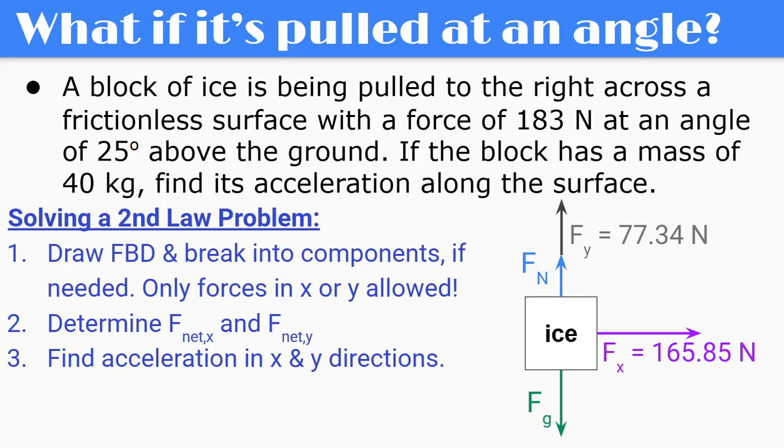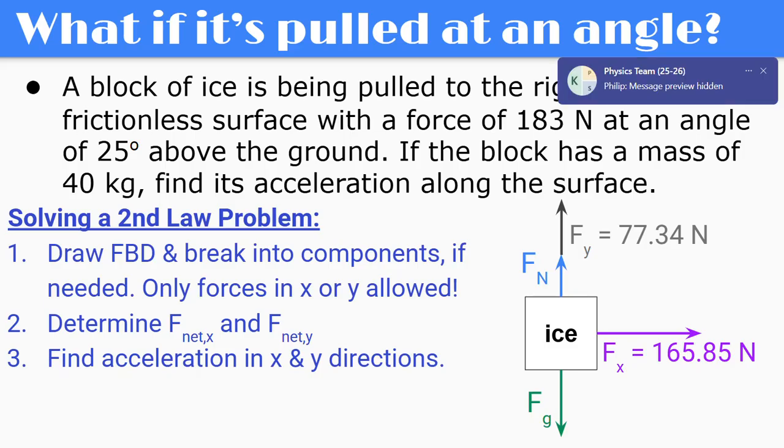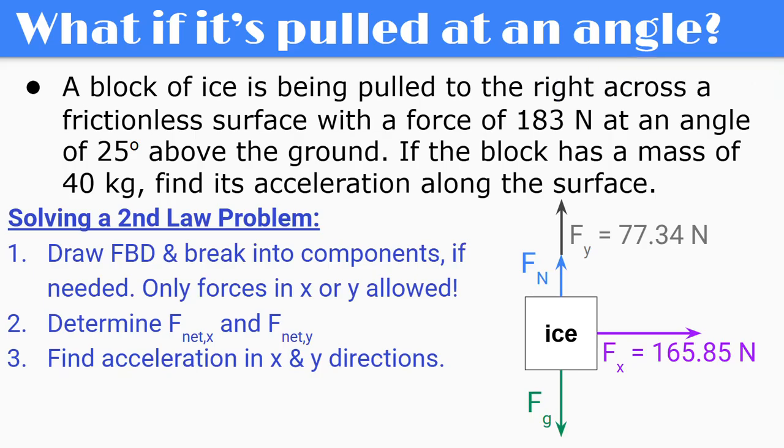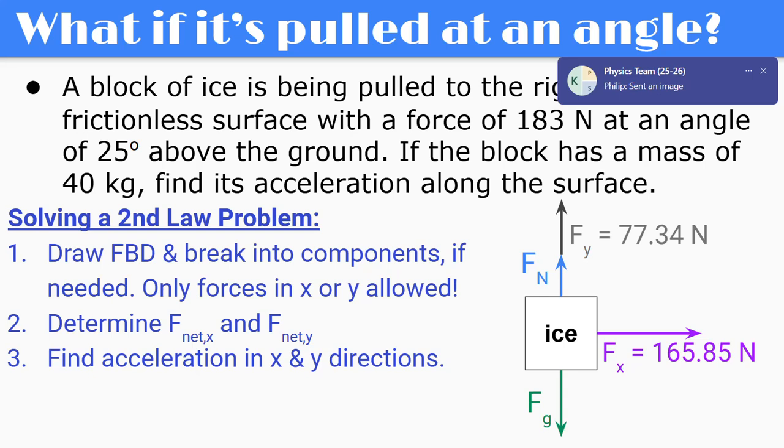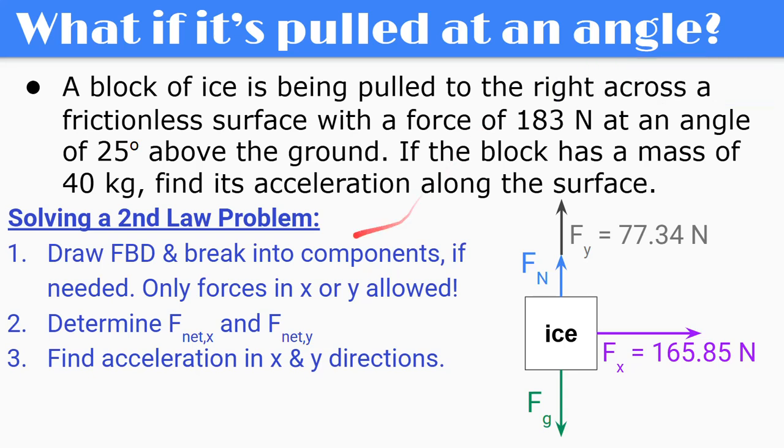Draw a free body diagram and break it into components if you need to. If you have anything at an angle, do what we just did and get the pieces. Okay, the x piece and the y piece. Those are the components. Only forces in x or y are allowed. Then you're going to determine F net x and F net y. Again, F net x is 165.85 newtons. F net y here will be 0 because we already said there's no vertical acceleration. And then you can find acceleration in the x and y directions as well.